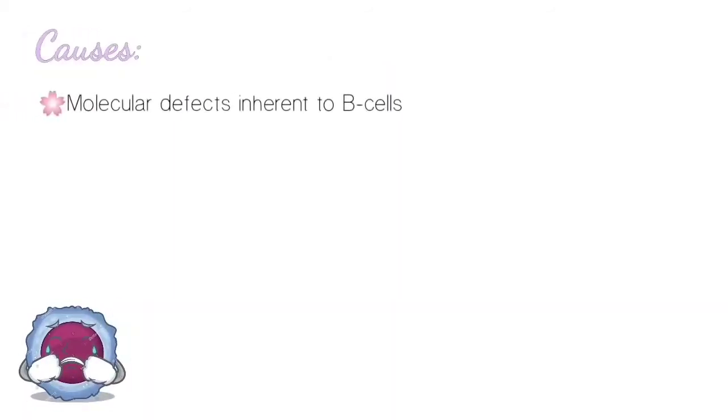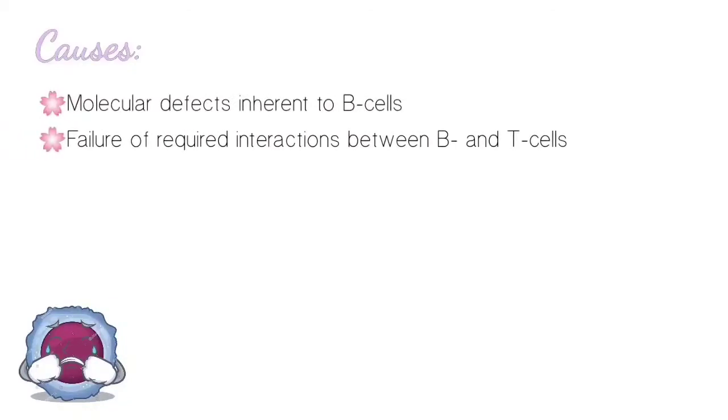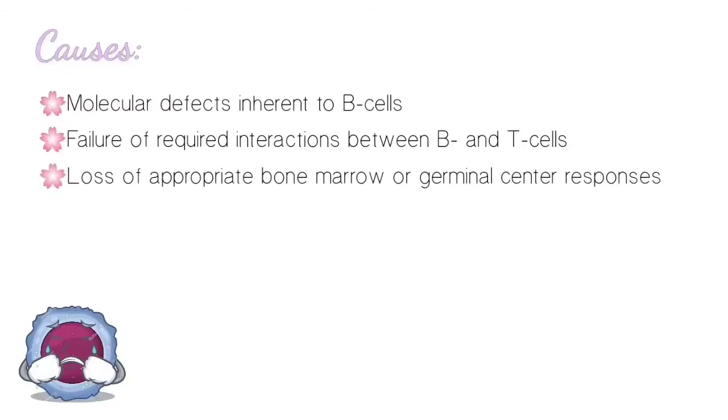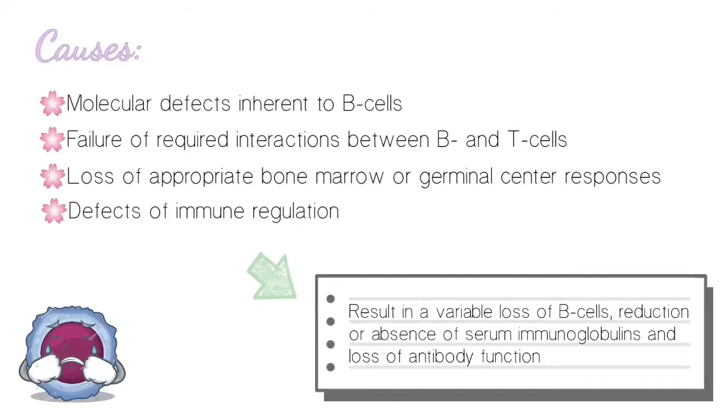B-cell deficiencies result from molecular defects inherent to B cells, failure of required interactions between B and T cells, loss of appropriate bone marrow or germinal center responses, and defects of immune regulation. These defects result in a variable loss of B cells, reduction or absence of serum immunoglobulins, and loss of antibody function.